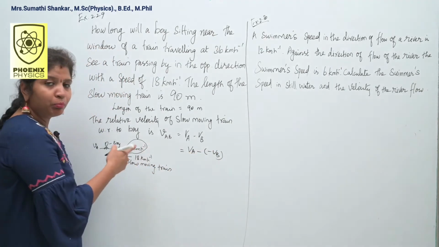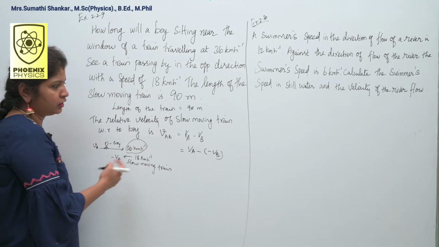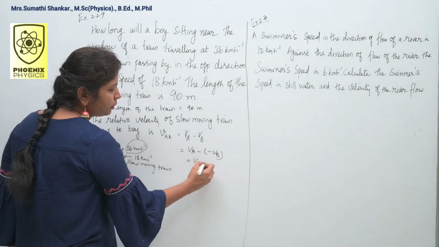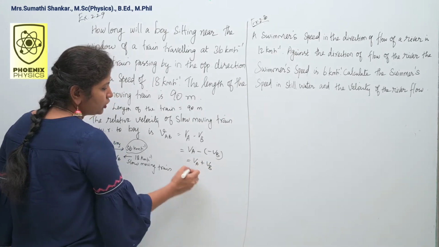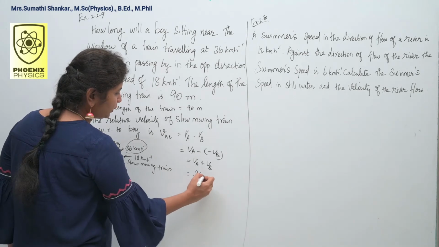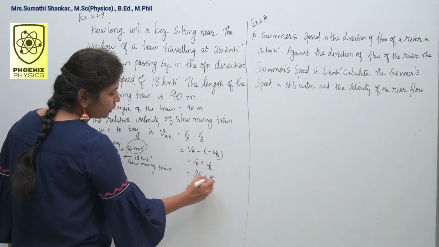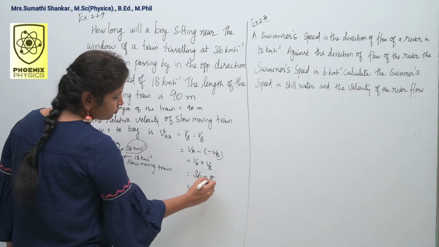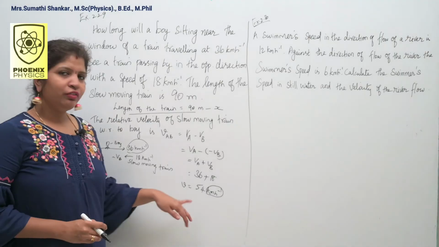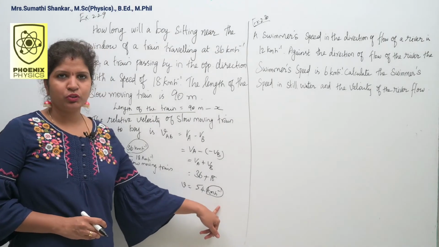Why did I put a minus sign here? Because VB is in the opposite direction. So, VA minus of minus VB, that is VA plus VB. What is VA's velocity? 36 km per hour plus VB 18 km per hour. So, your answer is 54 km per hour. So, velocity V is equal to 54 km hour minus 1.